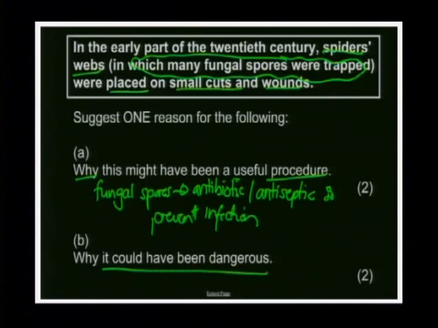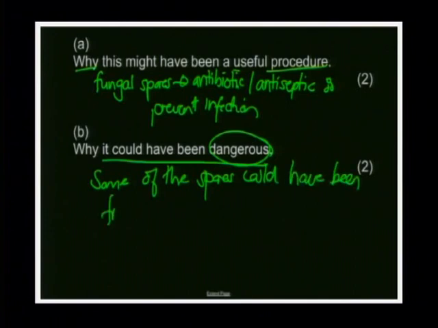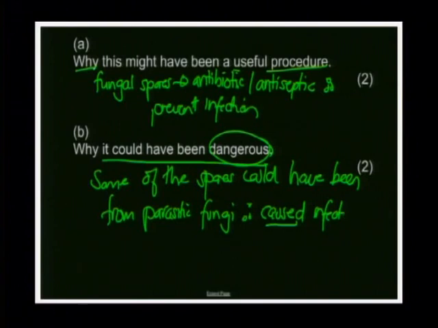Why could it have been dangerous? Well, there may have been fungal spores in there, but not all of those fungal spores may be from harmless fungi. Some of them may be parasitic. As a result, why it could have been dangerous? Some of the spores could have been from parasitic fungi. And what would that thus result in? They may have actually caused an infection, or they might have caused a different infection.